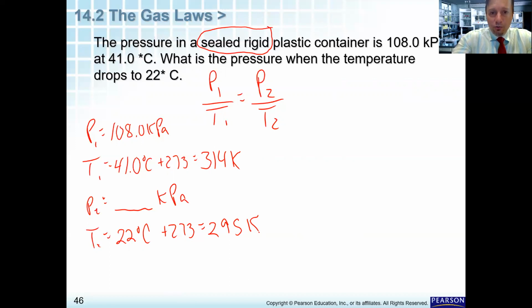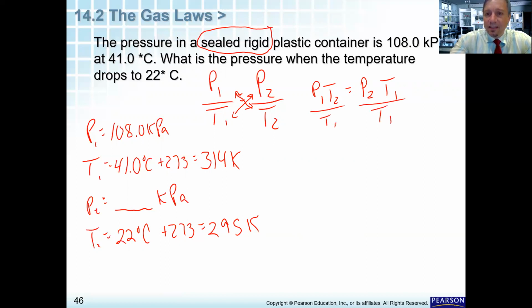So I'm going to go just like that. I'm going to go P1 T2 equals, cross multiplying again here, P2 T1, just like that. And I'm solving for P2, so I'm going to isolate P2 and go like this, and that cancels off. So now the formula I'm using is P1 times T2 divided by T1, which equals my secondary pressure.